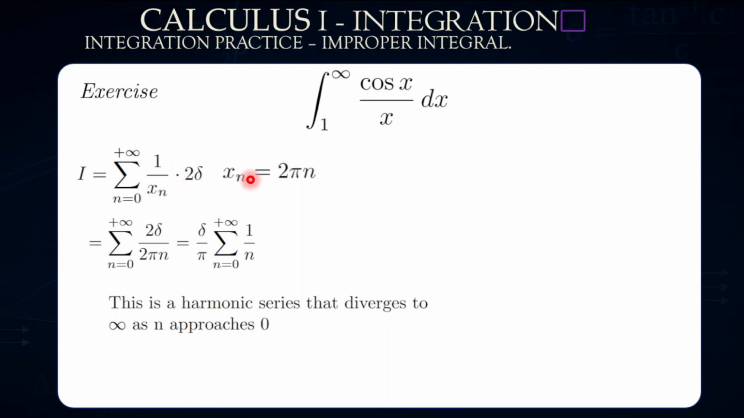So xn again is equal to 2 pi n. You replace xn by 2 pi n, you have the sum from 0 to plus infinity of 2 delta divided by 2 pi n, which is equal to delta over pi times the sum from 0 to plus infinity of 1 divided by n. And this is a harmonic series that keeps diverging to plus infinity, because 1 divided by 0 is plus infinity, so it's not absolutely convergent.